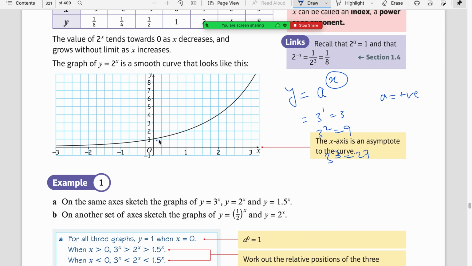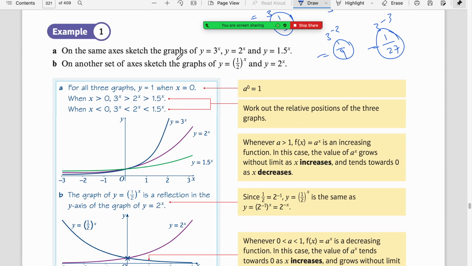The value keeps on increasing on the right hand side, and on the left hand side when x becomes negative, what would happen? 3 raised to power minus 1 is basically 1 by 3, still positive. 3 raised to power minus 2 is 1 by 9, still positive. 3 raised to power minus 3 is 1 by 27, still positive. So it gets closer to 0 but never touches 0.